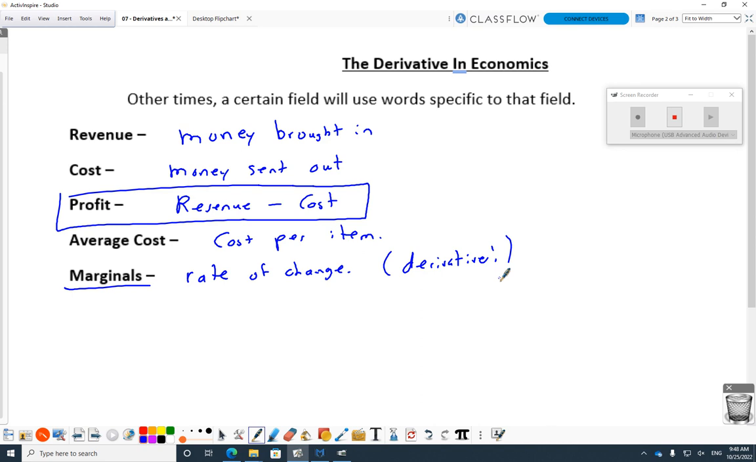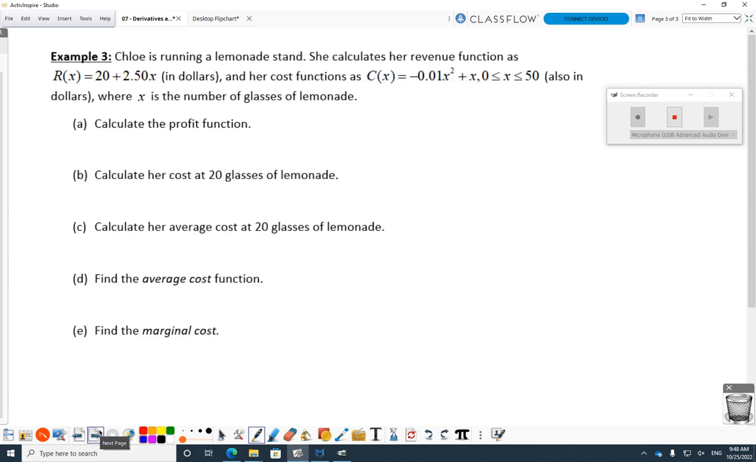So, some definitions for you for this part of it. But I hope revenue, cost, and profit are ones that now that I've taught it once, you're like, I don't really have to memorize those. And I'll show you average cost before we're done. Here's my only example for this. Chloe is running a lemonade stand.